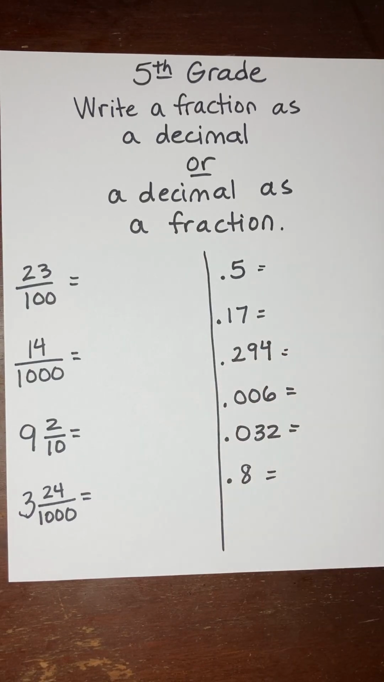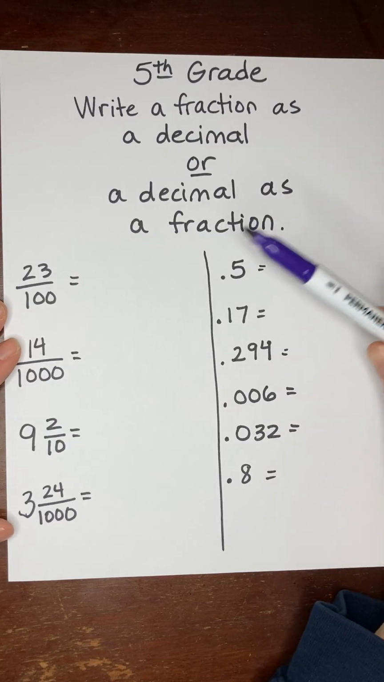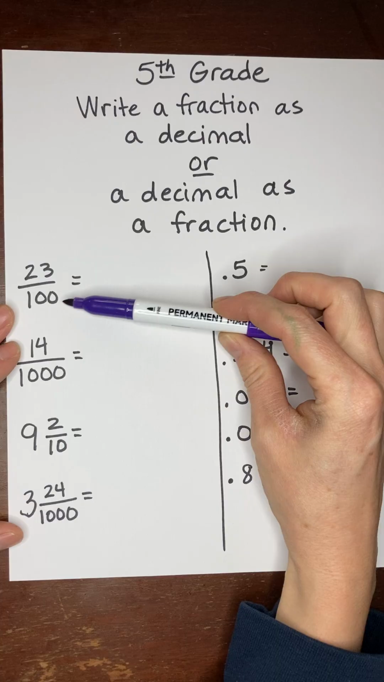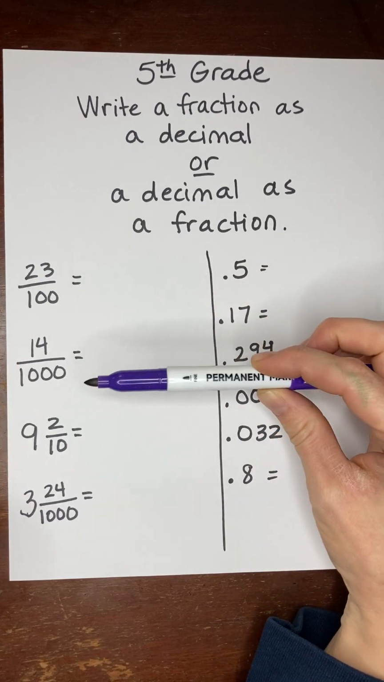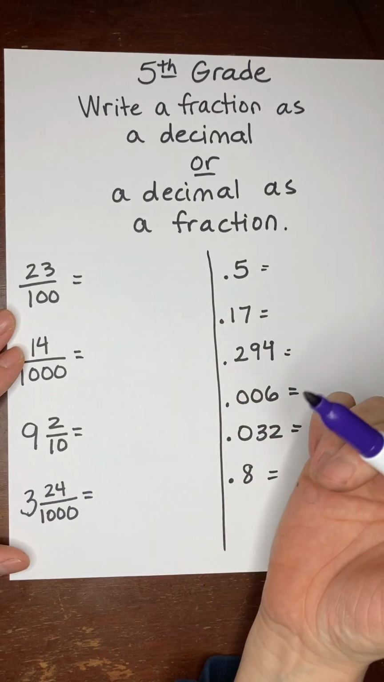Let's look at how we can write a fraction as a decimal or a decimal as a fraction. Now at 5th grade level so far, all we're looking at are fractions where the denominator is a power of 10, like 10, 100, 1,000. So we're looking at place value. Okay, let's start with this one here, 23 over 100.